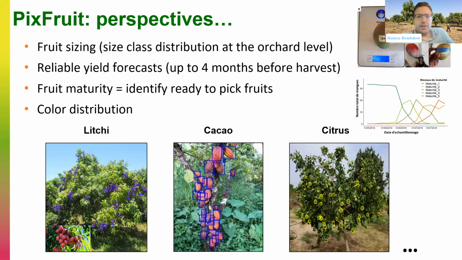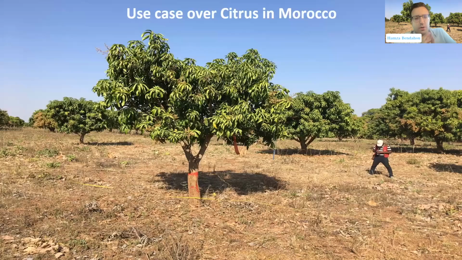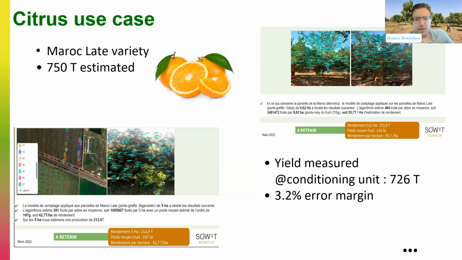So regarding the next steps we're looking at, most importantly, is fruit sizing. So once you're able to estimate the yield, farmers usually want to know the class distribution at orchard level. So that's one of our next steps. We're also trying to estimate the yield further in the season. So currently we're 6 to 8 weeks before harvest, and we're trying to go up to 4 months before harvest. We're also trying to estimate the maturity of the fruit, so that we identify the best moment to harvest it. So we're going to finish by just a quick use case in Morocco over citrus in the next slide.